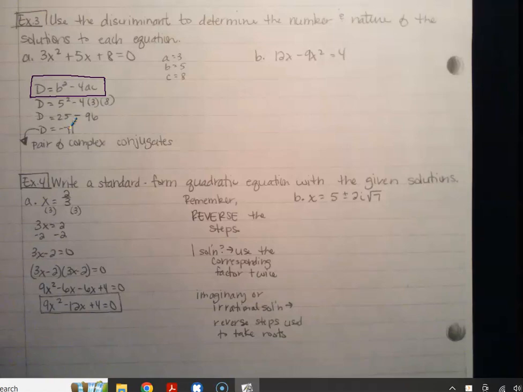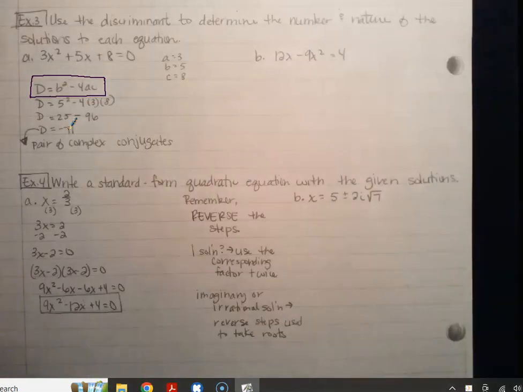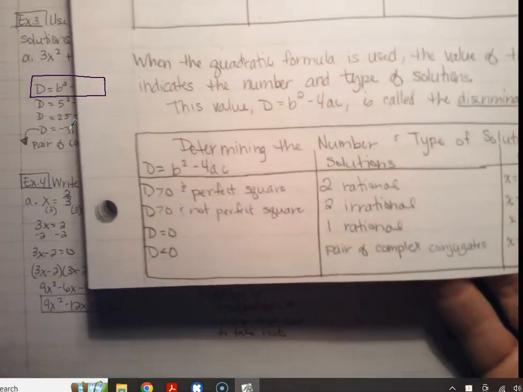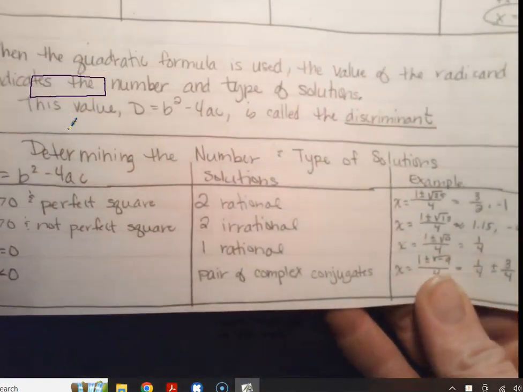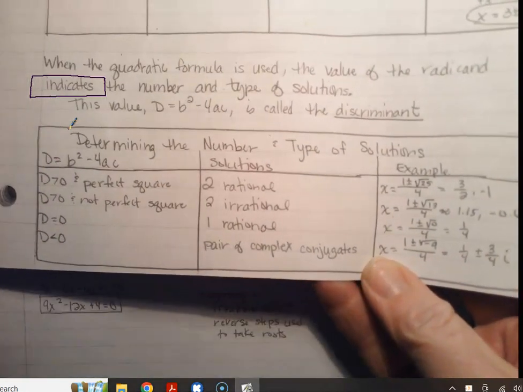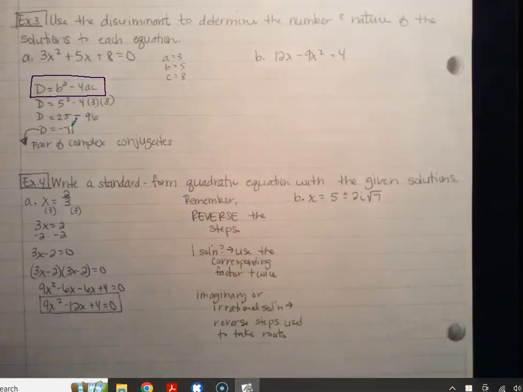Let me grab another note sheet because I don't want to mess that one up. Our D is negative 71, so D is less than 0. We're going to have a pair of complex conjugates. That's what this says, a pair of complex conjugates. So our number is a pair, so 2, and the nature or the type is complex conjugates. That's all we're looking for here.